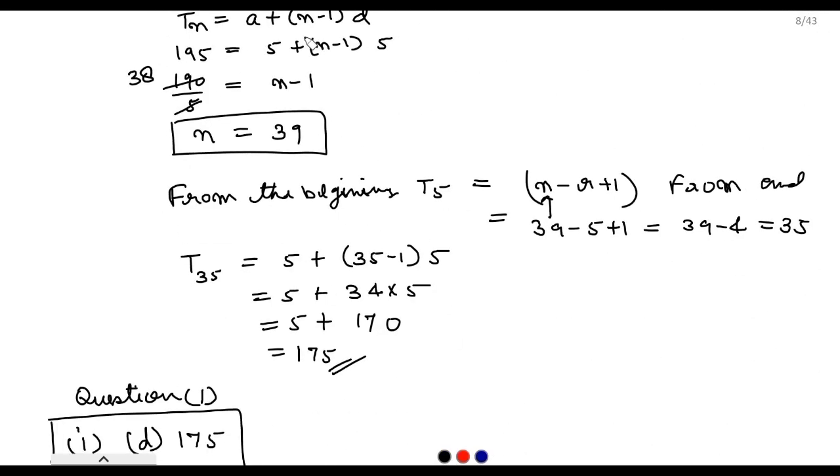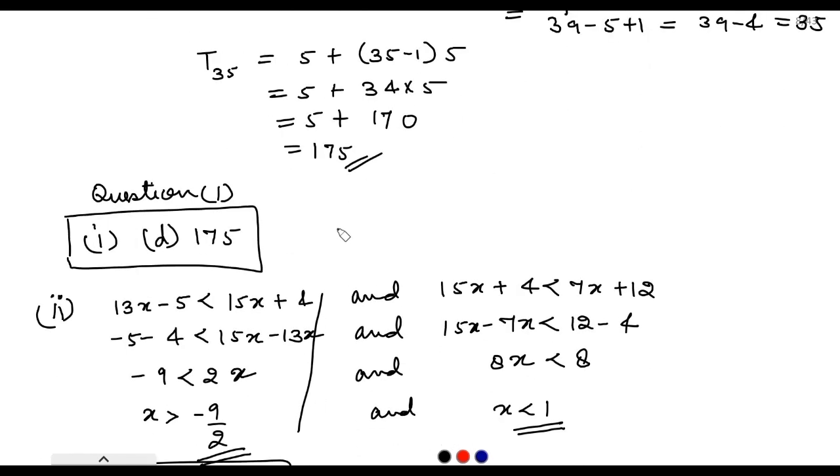इसकी आपको प्रैक्टिस करनी है. आप सॉल्व करने के बाद अपने MCQs का आंसर इसी फॉर्म में लिखेंगे. Second part, option A is the right option and the right option is minus 9 by 2 is less than x and x is less than 1. Next question.